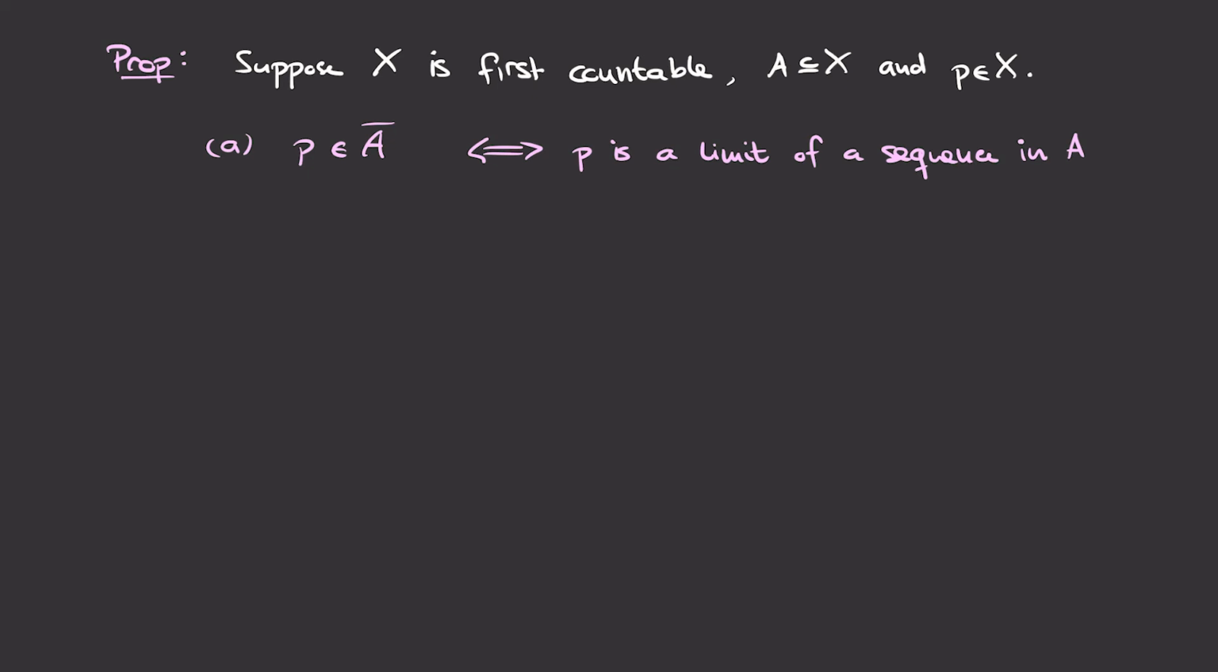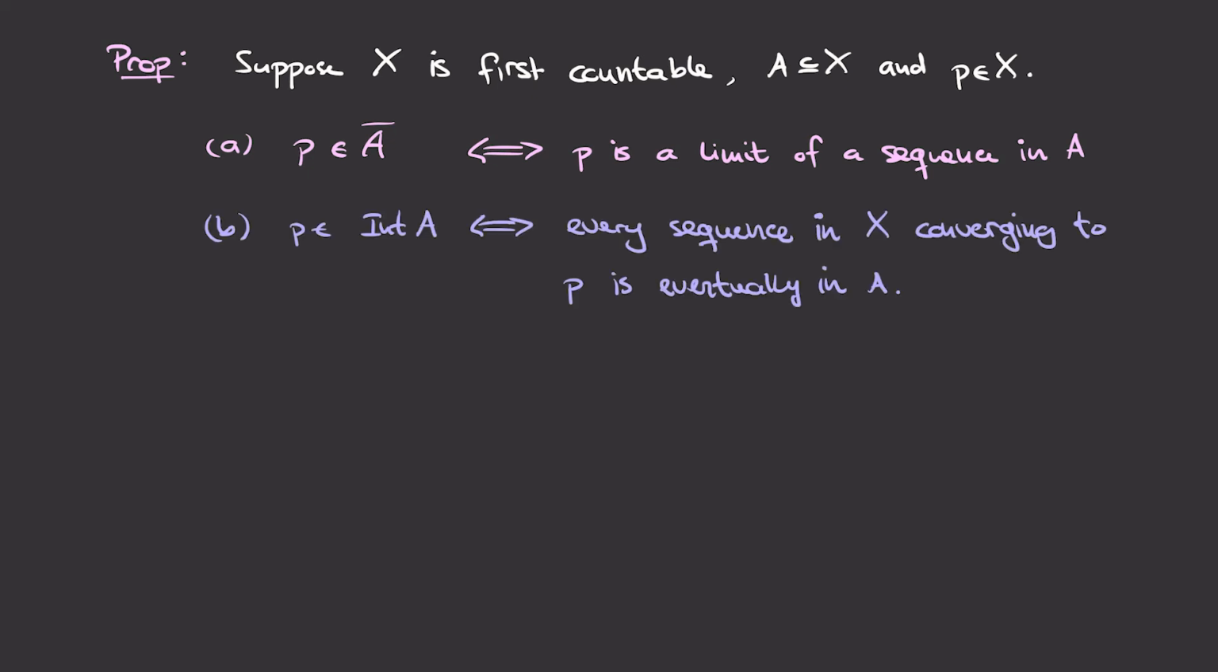So suppose for this that X is some first countable topological space, and that A is a subset of X, and P is some point in X. Then the following equivalences hold. First, a point P lies within the closure of A if and only if P is a limit of a sequence that lies within A. Second, P lies within the interior of A if and only if every sequence in the space X that converges to P lies eventually within A.